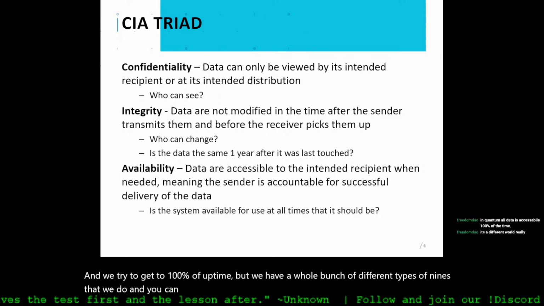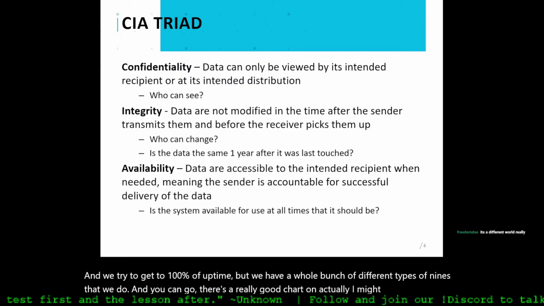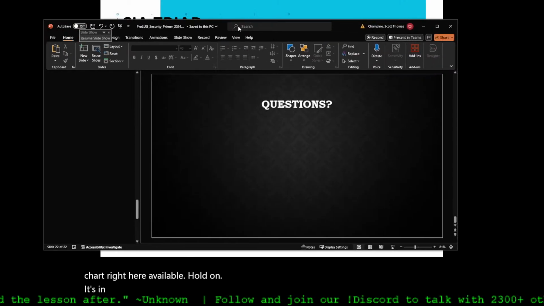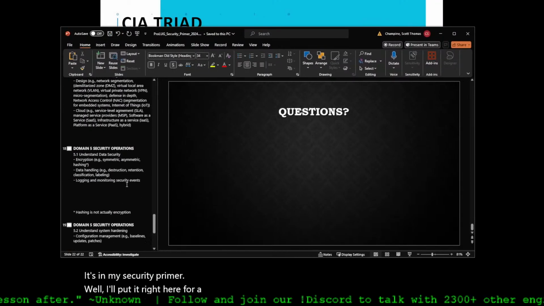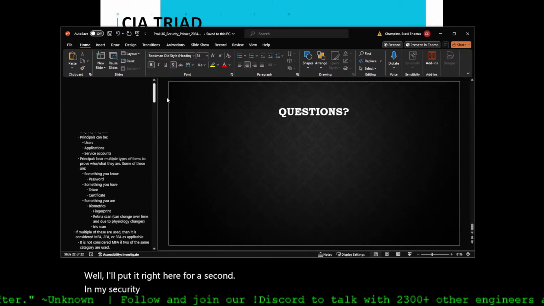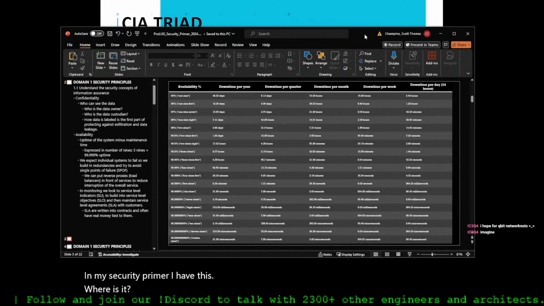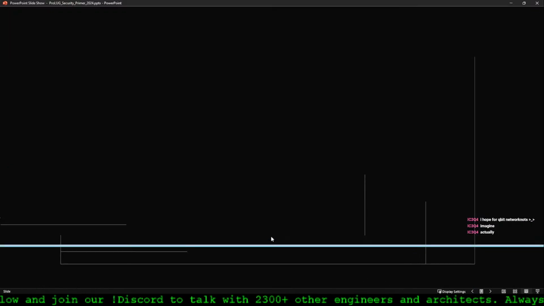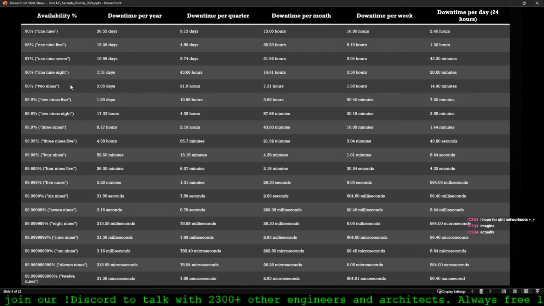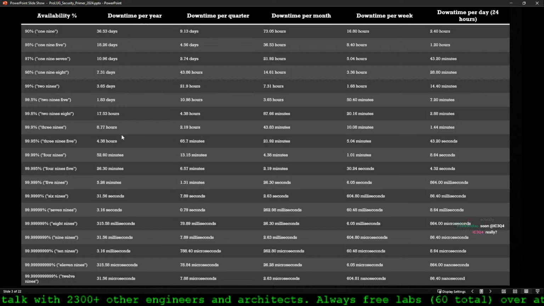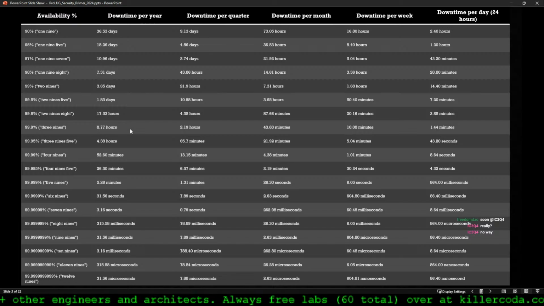There's a really good chart, and actually I might even have it available. It's in my security primer. Ah, here it is. Here are the nines, right? You can find this on Wikipedia too. But 3 nines is downtime per year of 8.77 hours. That's a pretty small amount of downtime. But then you start talking 4 nines. That's under an hour in a year of downtime.